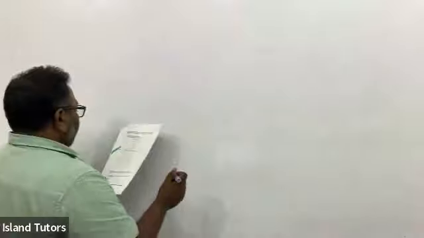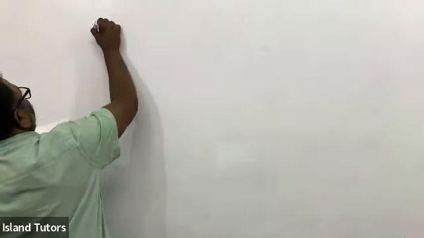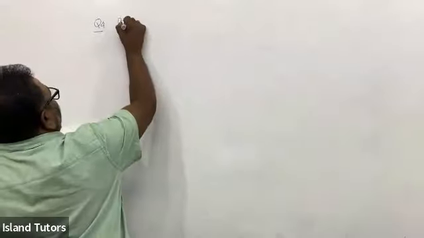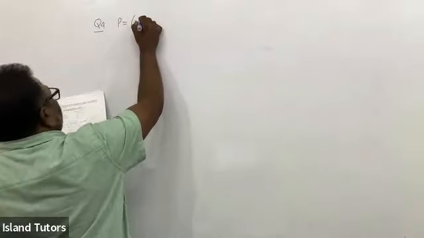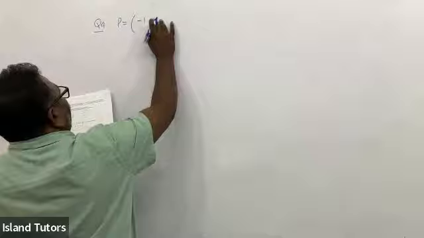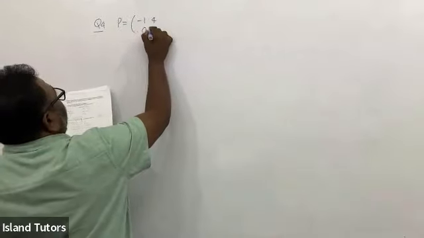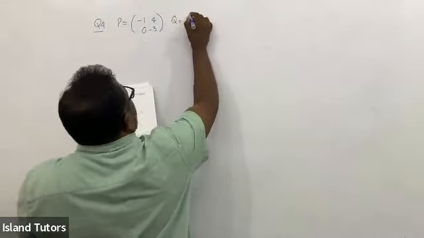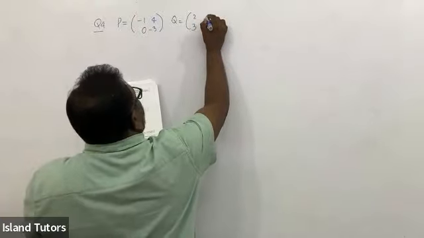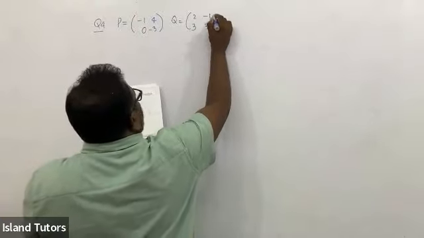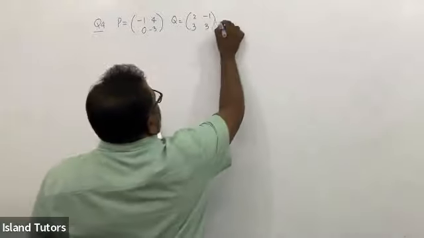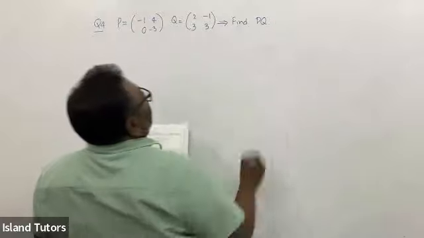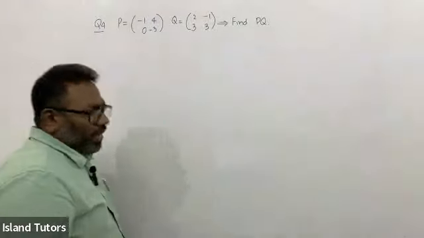So question number 4. They are saying P is equal to [-1, 4; 0, -3] and Q is equal to [2, -1; 3, 3]. We need to find PQ. So PQ means P multiplied by Q.